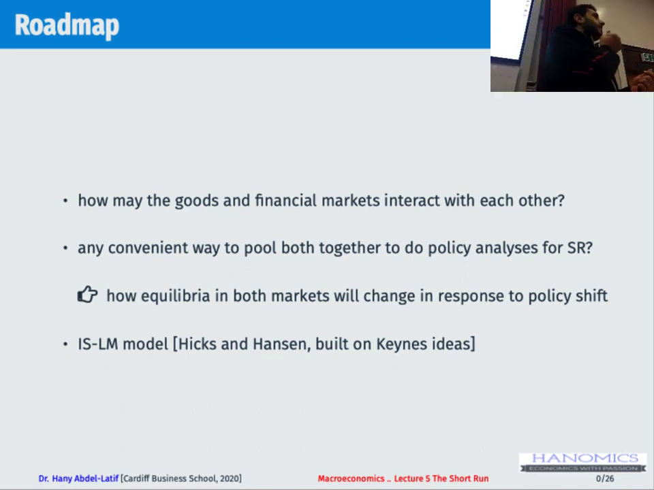And this is the IS-LM model. The IS-LM model brings the goods market and the financial market together to understand the overall equilibrium, or the equilibrium in both markets at the same time.